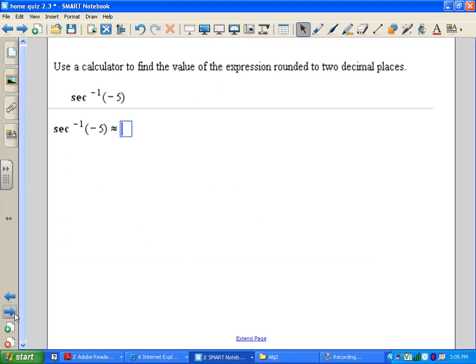All right, next one here, we're doing the inverse secant of negative 5. I guess we could just punch inverse secant of 5 on our calculator, if we had a secant button. But we don't have a secant button, so we're going to have to use cosine. So we would do inverse cosine here of negative 1/5. And that does exist here because this is in between negative 1 and 1.